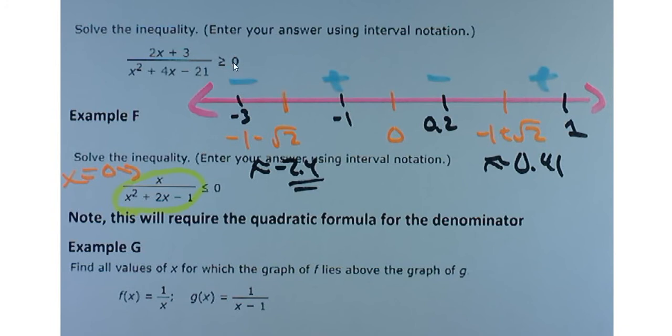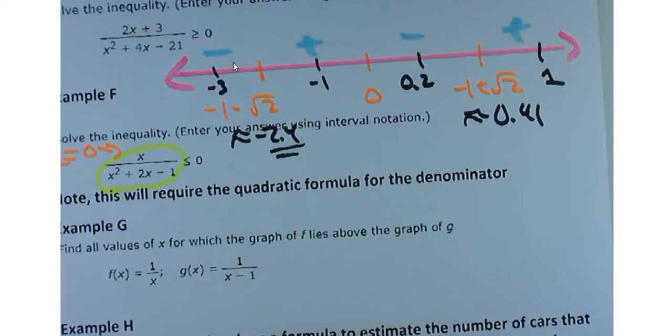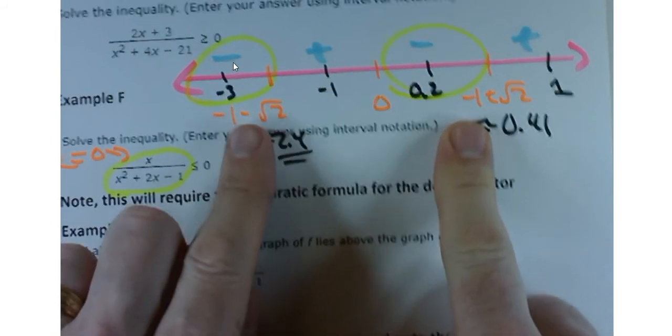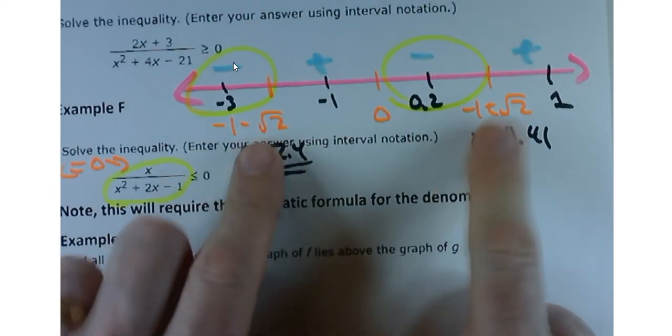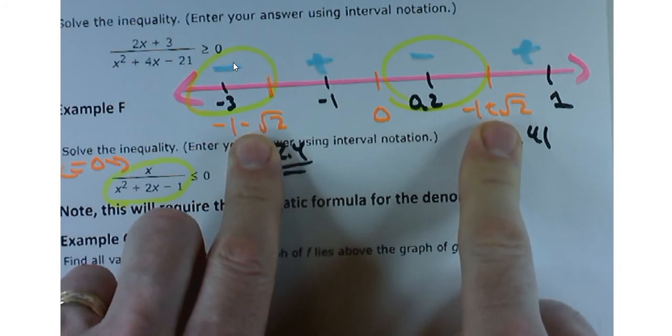Well, let's see. Our inequality was, yeah, this one right here. I'm sorry, I was looking at this one. Yeah, you're exactly right. We want the negative ones. So I would want this interval here and this interval here. Now, the thing that you have to be careful about is you can't use the endpoints here and here. They make the denominator 0, at which point it's going to be undefined.